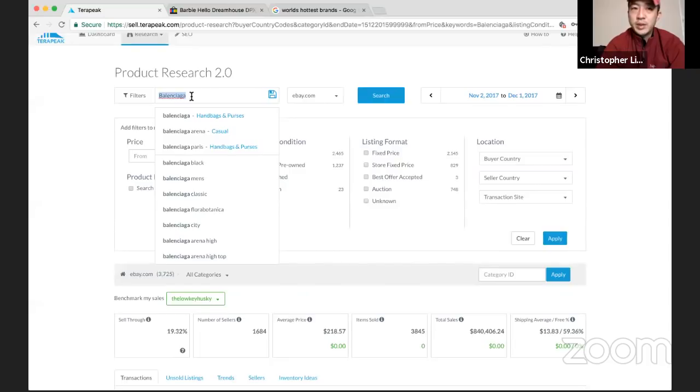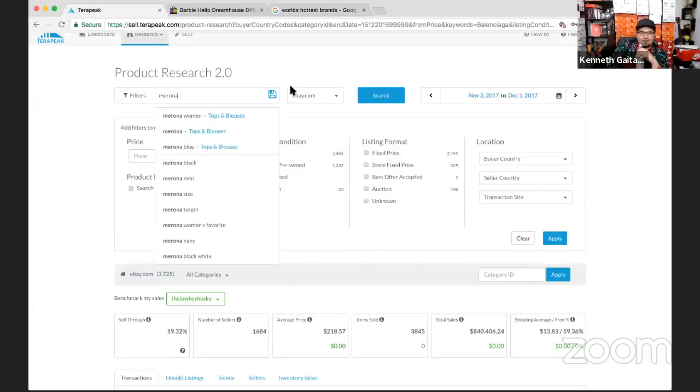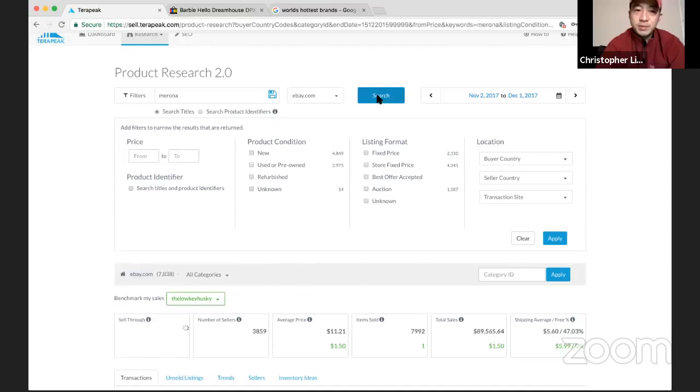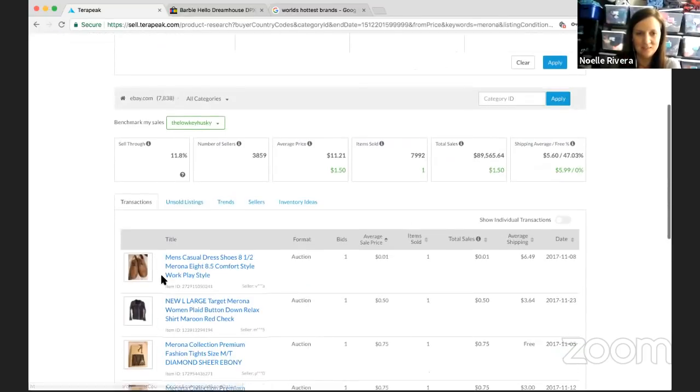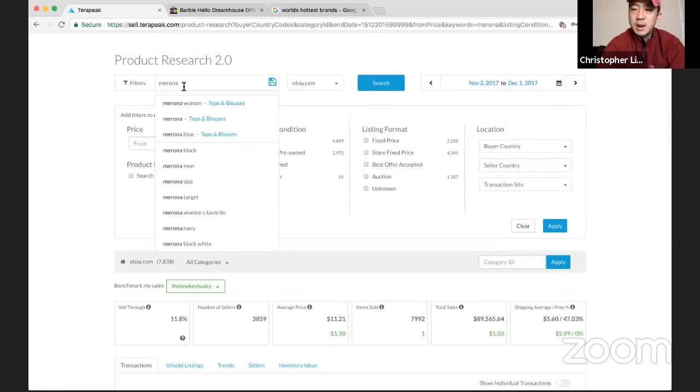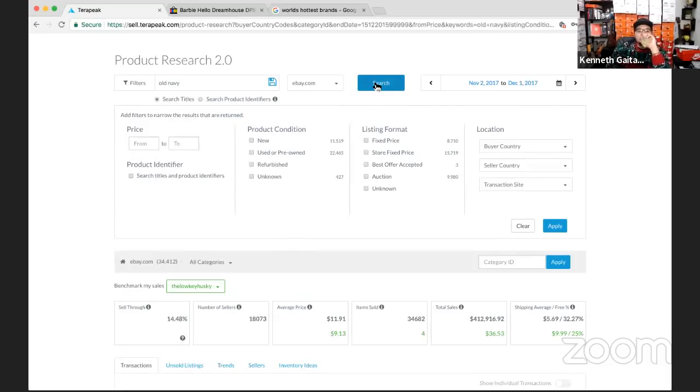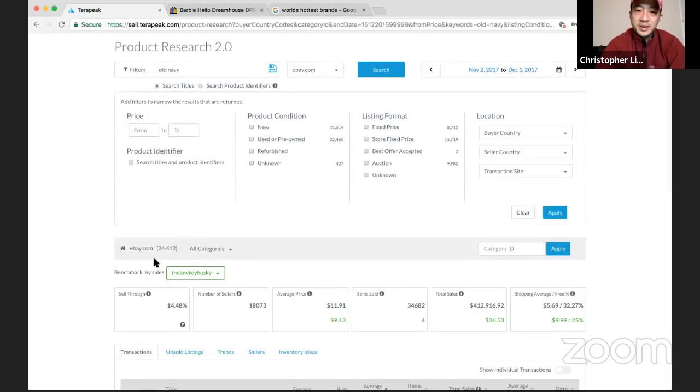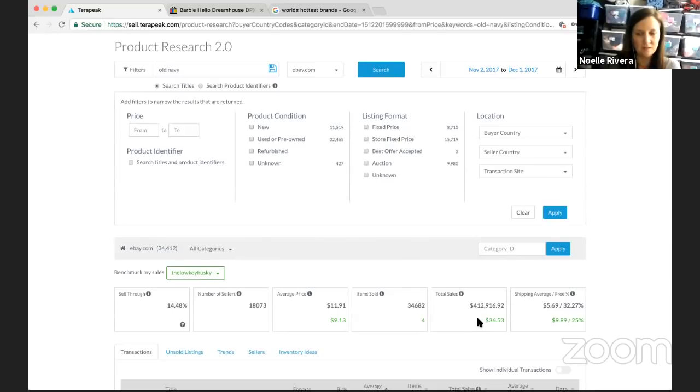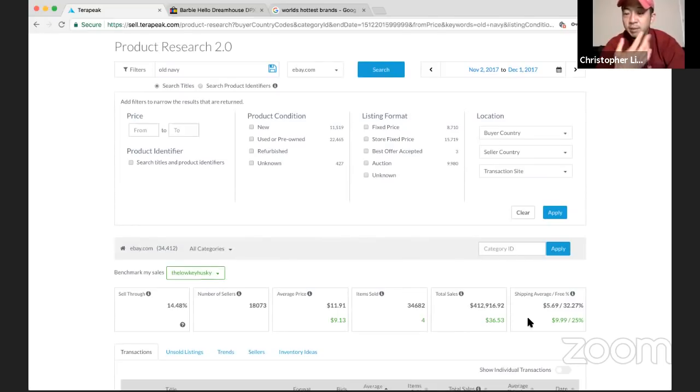What's the biggest clothing brand? Is it Merona? I think it is for most volume, right? It's discontinued now, isn't it? Okay, it's not Merona. What's the most commonly sold thing? Is it Old Navy? Oh, look at that. 18,000 sellers for 500,000. You have to check the items sold. It's like 34,000 sold. Wow. Average price $11. And look at their shipping. That makes sense, that's a flat rate envelope.